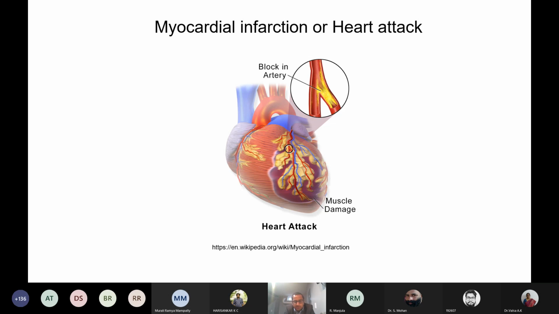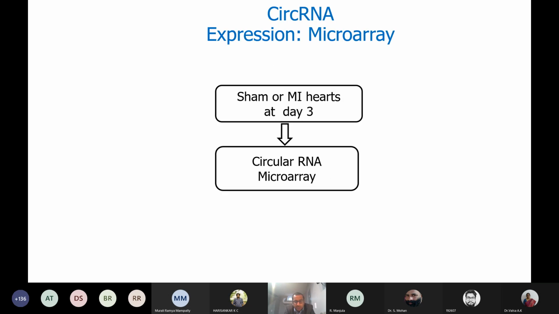So that is our major model we use in the lab. So getting into the circular RNA thing, we started with a simple question. When we started this work in 2016, we didn't have any information. I mean, there were no publications in this area.